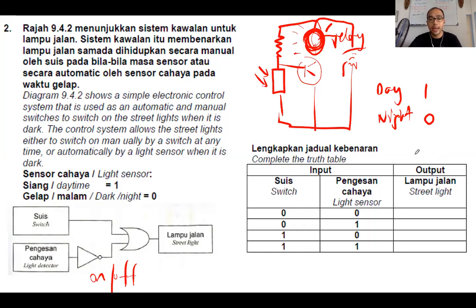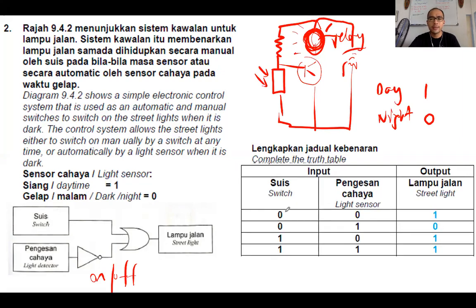So in the daytime, if it's 0 and 0, hold on, let me see. This is very strange. It should be the control system to allow manually by switch or automatically by the light sensor when it is dark. Oh, okay. So let's say this is 0 and 0.